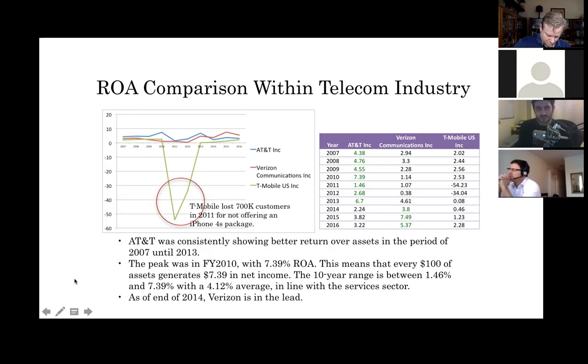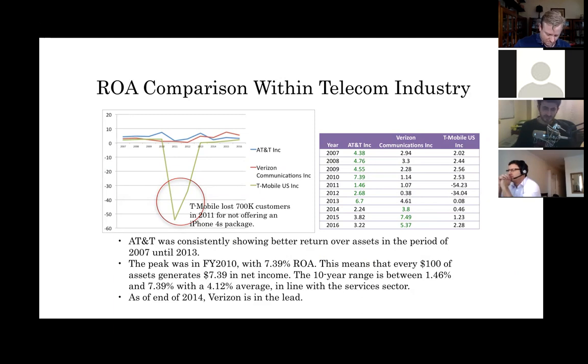The way I always like to visualize, because it can tell many things at the same time, is this. What I did here is I plotted the ROA of AT&T and its two main competitors, Verizon and T-Mobile. You can see in the table on the right that AT&T was the leader in terms of return on assets up until 2014, and then it became Verizon.